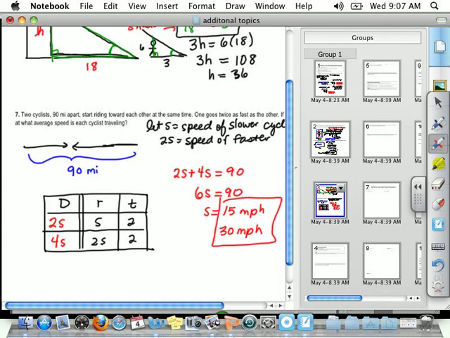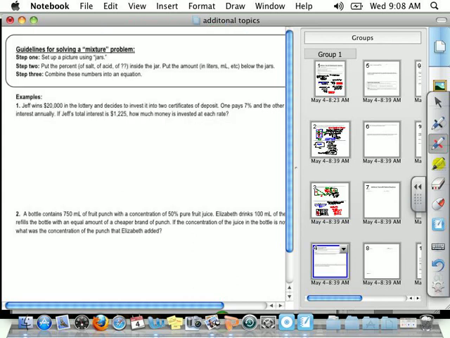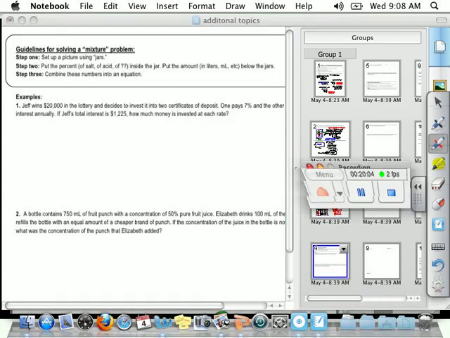Make sense? So the hardest part of that is remembering how to fill in that table. It's really not that bad once you know the table. All right. Do some more. I'm going to pause this.